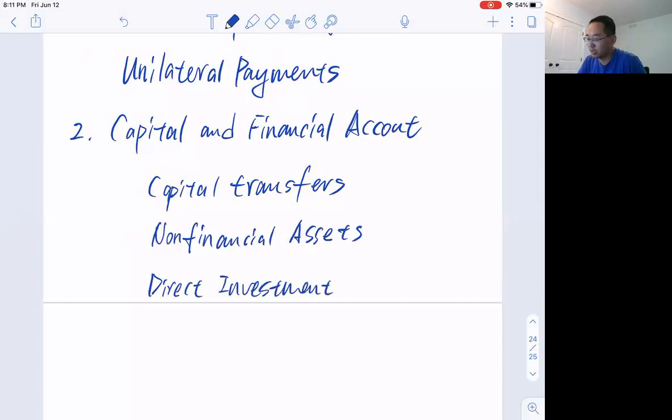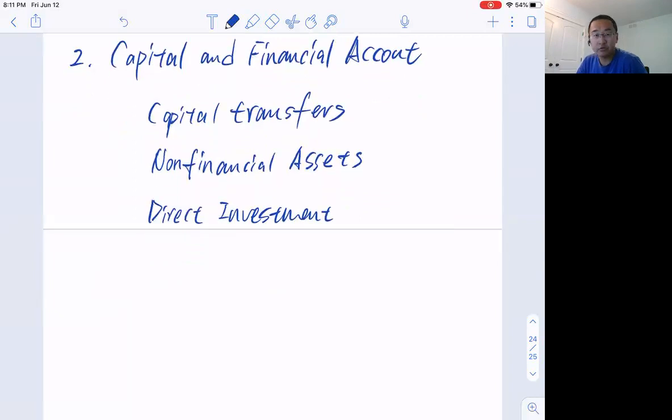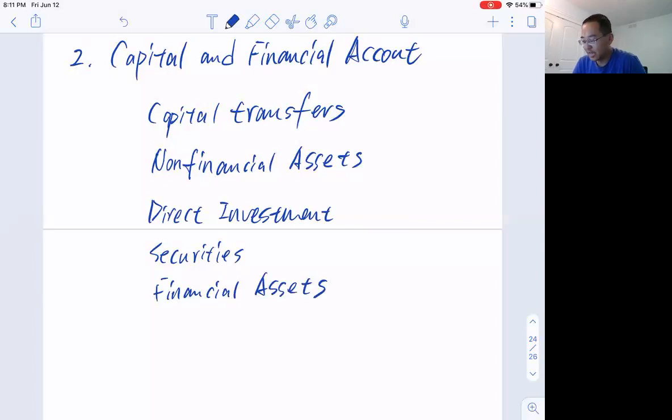Okay, so when a company tries to build a factory abroad, that's recorded here, and any kind of purchases of securities, and then bank claims or other financial assets. Like if a U.S. citizen buys BMW stocks, that purchase is recorded under the capital and financial account as a debit transaction.